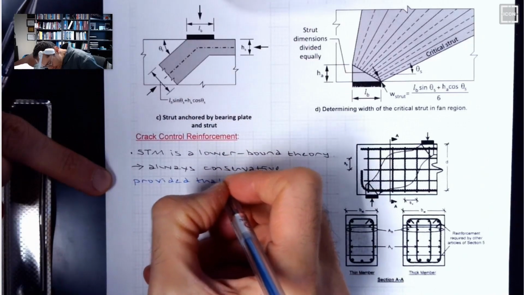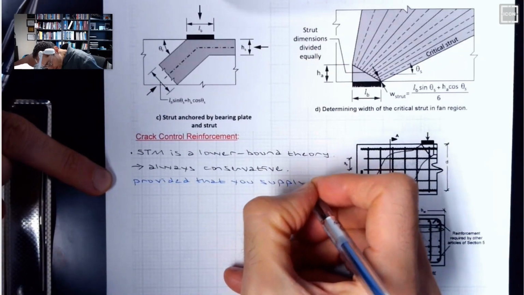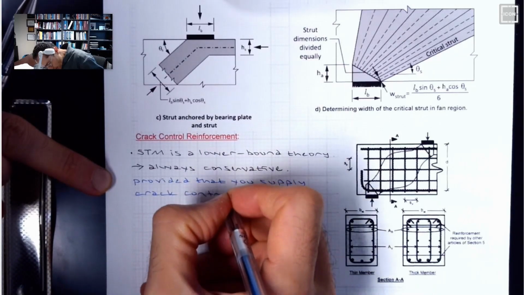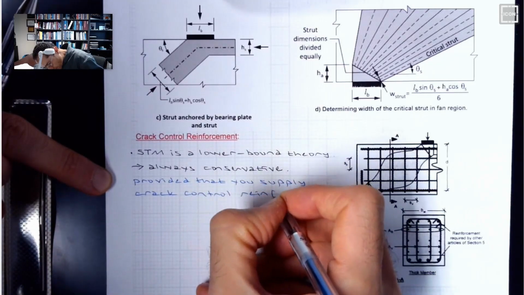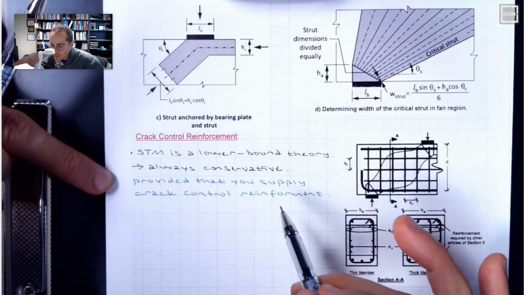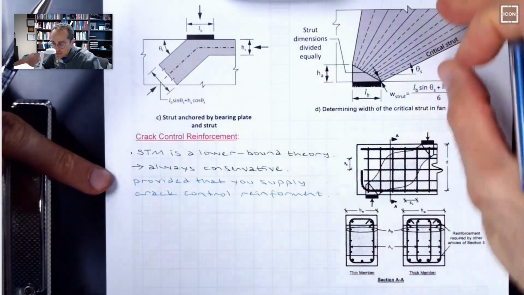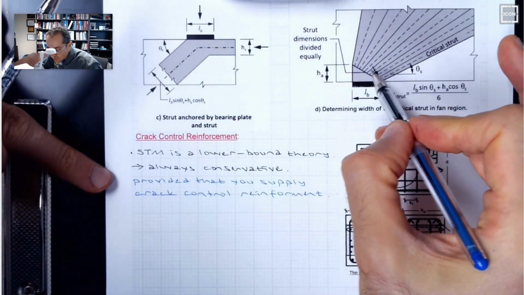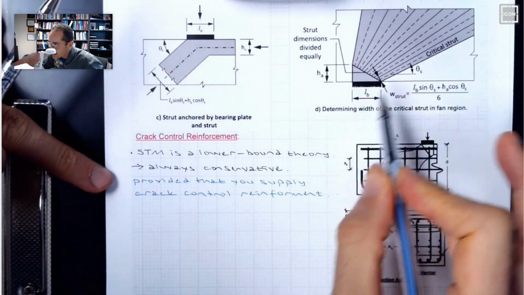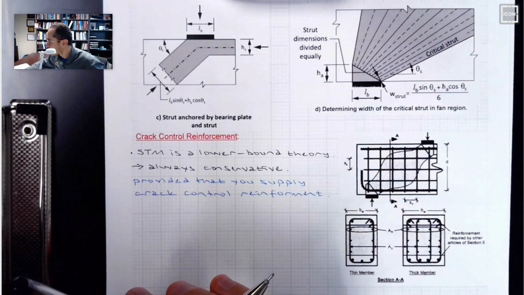Provided that you supply crack control reinforcement. Extremely important. And I will show you experimental results. If you don't have this reinforcement, the member fails before reaching the capacity, because it's a really deep member. You provide reinforcement only at certain locations. If you don't have crack control reinforcement, you suddenly have a crack at the web and the member fails. So it is such a critical aspect.